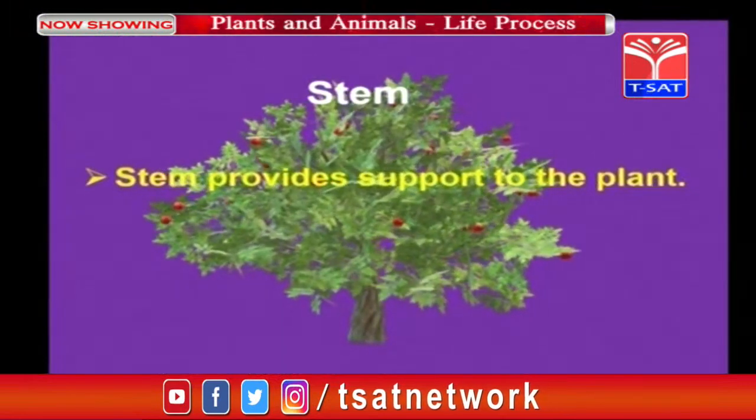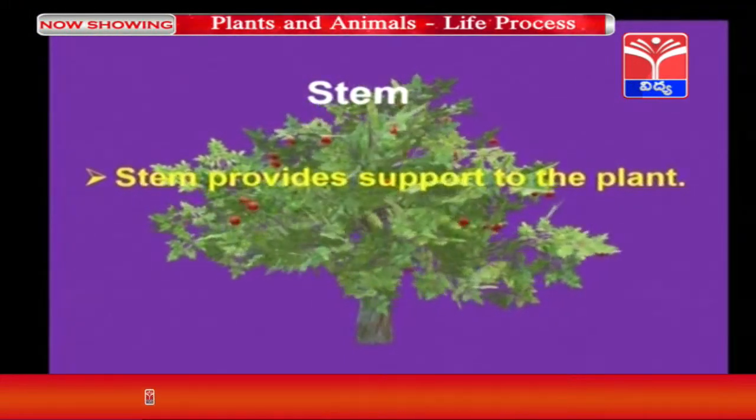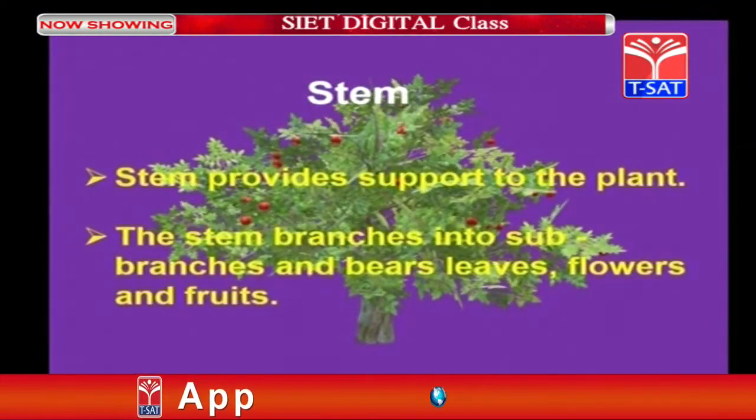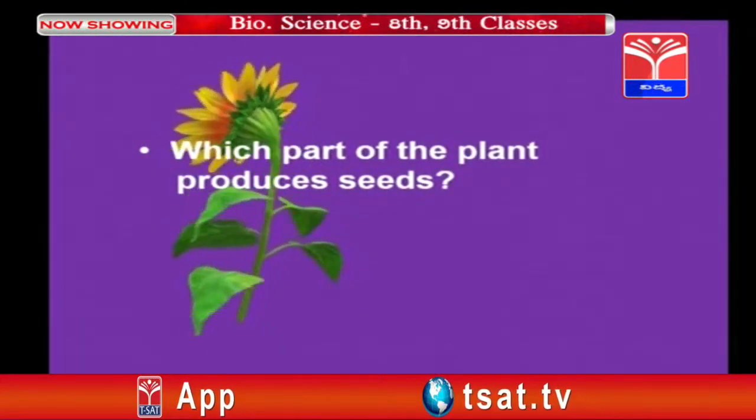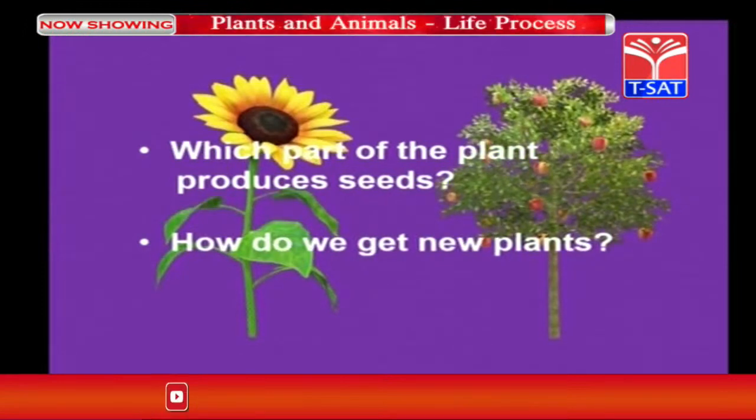Observe the stem. The stem provides support to the plant. The stem branches into sub-branches and bears leaves, flowers and fruits. Which part of the plant produces seeds? How do we get new plants?